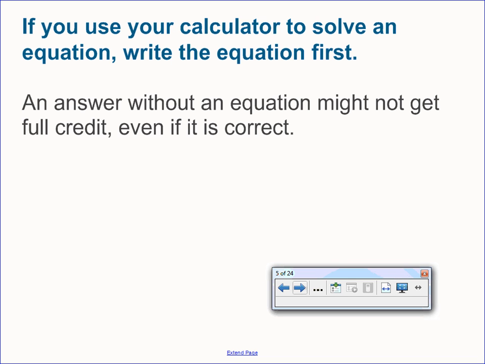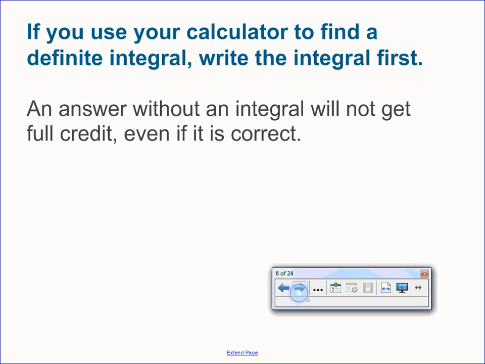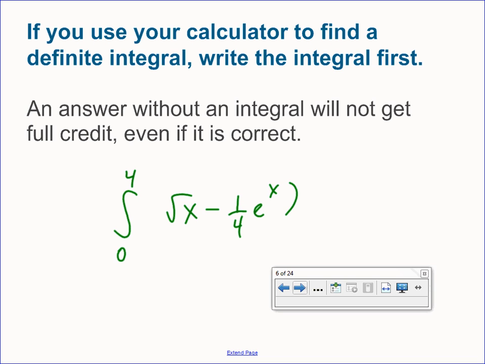And a lot of times you see in the scoring guidelines, that setup is worth points, whether you get the right answer or not. You want to make sure you're showing that calculus. If you use your calculator to find a definite integral, write the integral first, just set it. That's what you got to do. You got to show the calculus, show that first. And then go in and do it.